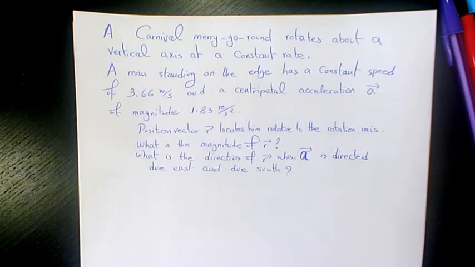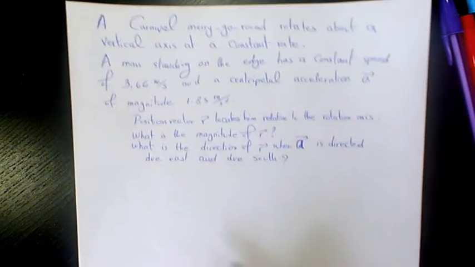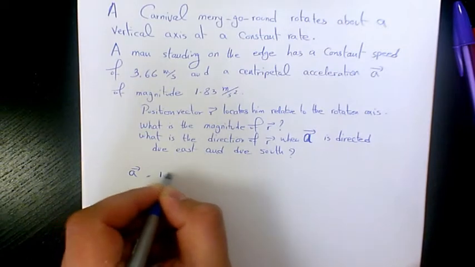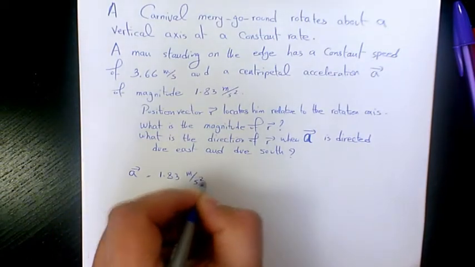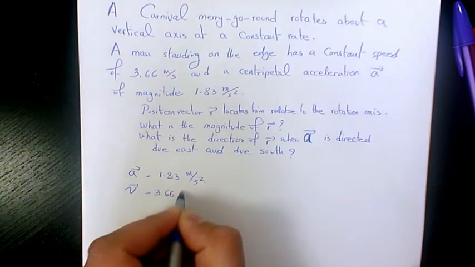Position vector r locates him relative to the rotation axis. Now the question is, what is the magnitude of r? What is the direction of r when a is directed toward east and when it is due south? So we can say acceleration is 1.83 meters per second squared and velocity is 3.66 meters per second.